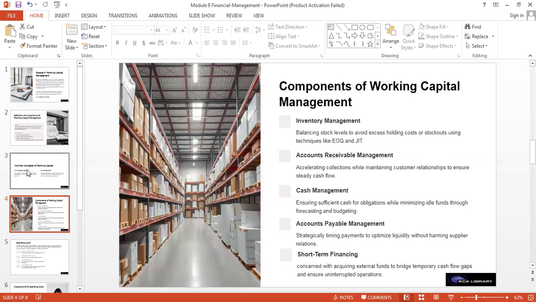We have the components of working capital management. We've been talking about this in a way, but we look at the components themselves: inventory management, accounts receivable management, cash management, accounts payable management, and short-term financing. Inventory management is balancing stock level to avoid excess holding cost or stock out using techniques like EOQ and JIT, just in time.